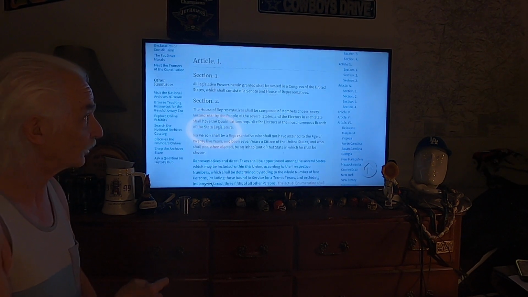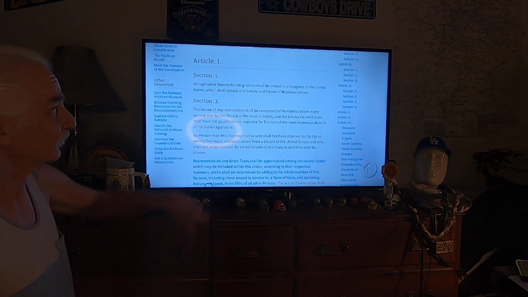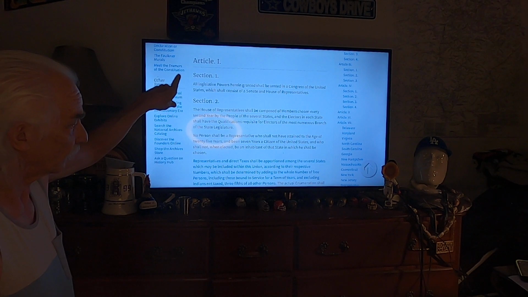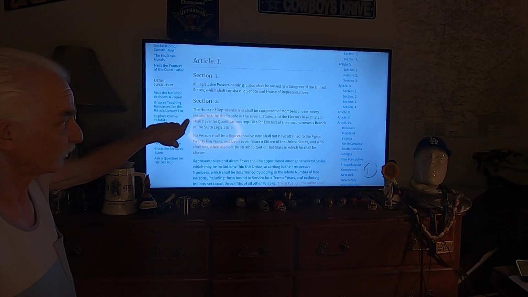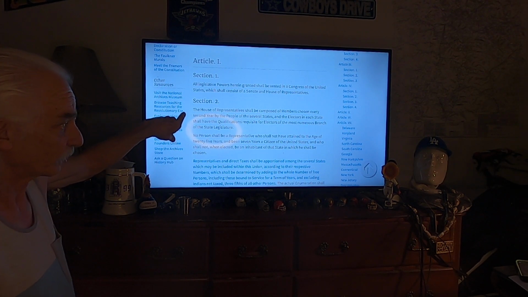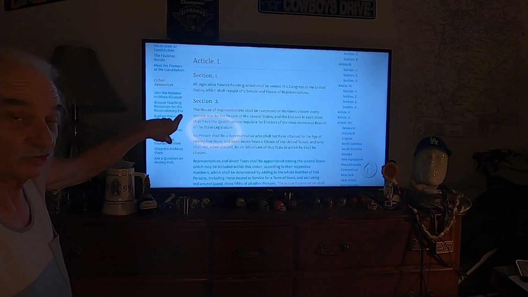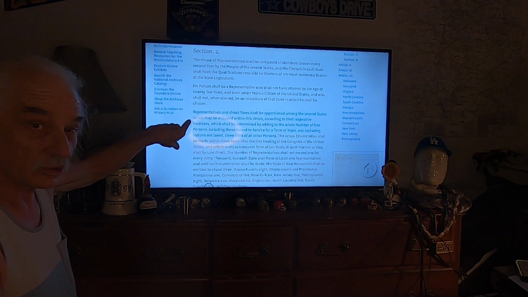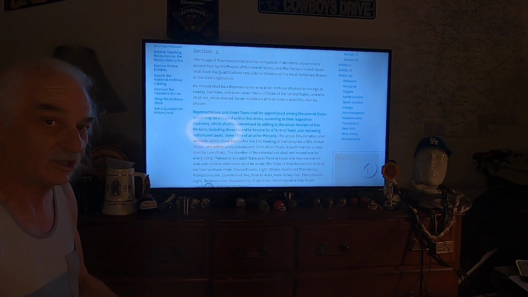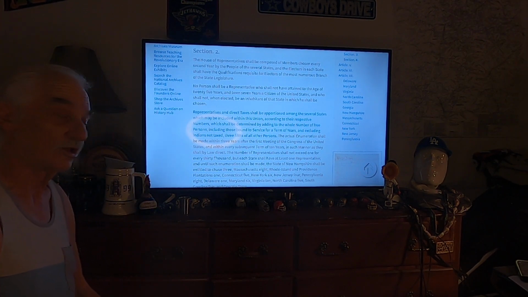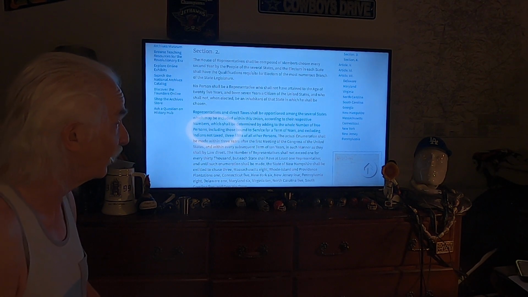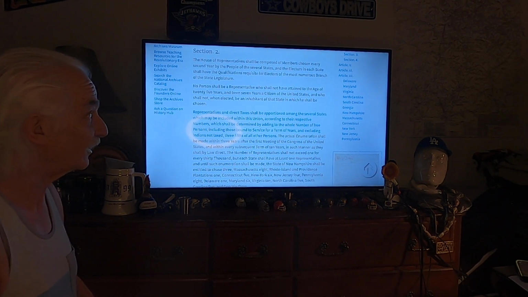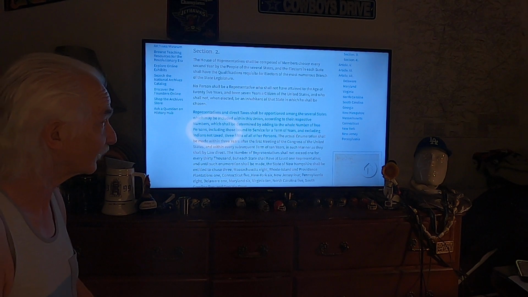Article 1 deals with the legislative branch, the legislative branch being vested with the power to make the laws. Section 2 talks about the House of Representatives. Now I'm going to rush through this and get through some things very, very quickly. It talks about the length of term being 2 years, a minimum age of 25, U.S. citizenship requirements, and a residency requirement in the state wherein they were elected.